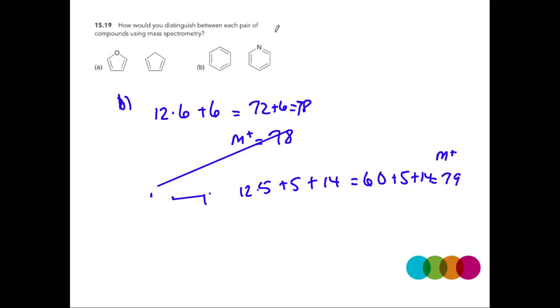Notice also that this molecule has 1 nitrogen, and we get an odd molecular weight. So the molecular weight is odd because we have a nitrogen atom present. The molecular weight for this one is even because we don't have a nitrogen.